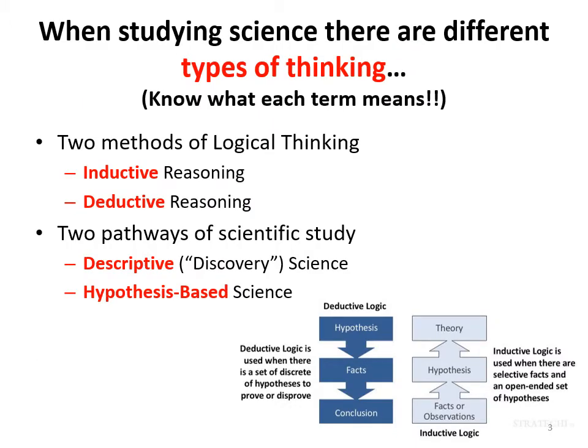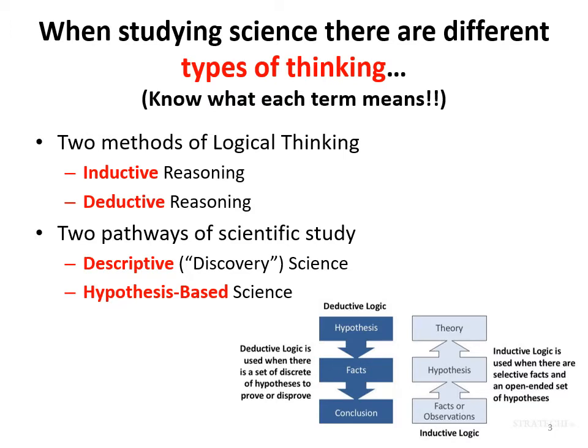Now, when we study science, such as biology, there are different types of thinking, and I want you to know the differences amongst these terms. So first of all, there are two methods of logic that you might use in science. The first one is inductive reasoning, and the second one is deductive reasoning. The difference between them is that inductive reasoning usually involves formulating generalizations that you make from careful observation and analysis of a large amount of data.